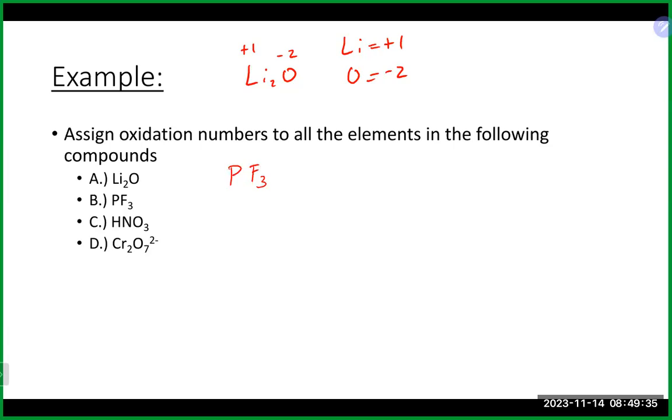For PF3, we would start with our fluorine here, which is -1, as it should always be. That's going to give us a -3. This means that phosphorus in this case is going to be +3 to balance it out to 0, as there's no charge in there. So phosphorus would be +3. Fluorine here would be -1. Any questions on that? So this is an example where we have phosphorus and fluorine, two nonmetals sharing electrons. If we sketched it up, probably something like this. I don't know, something like that.